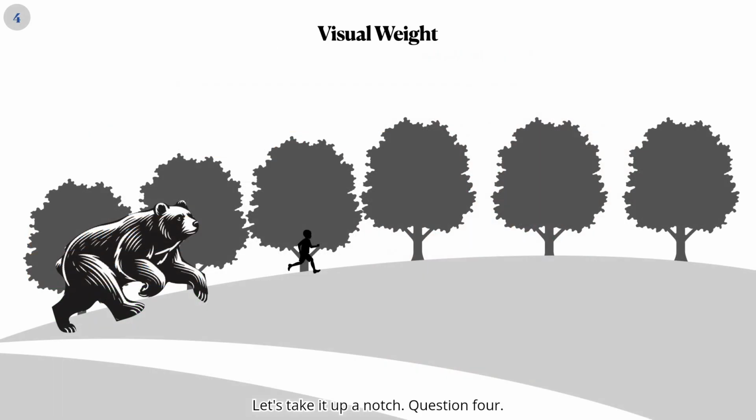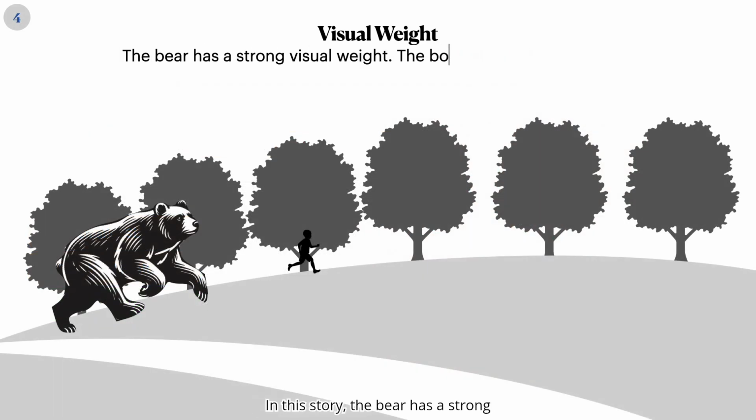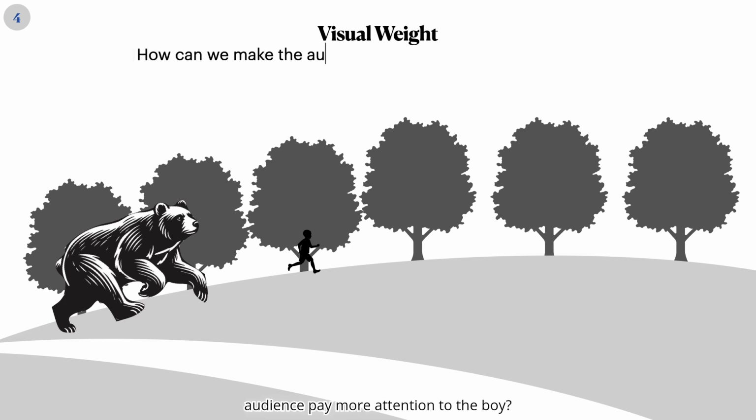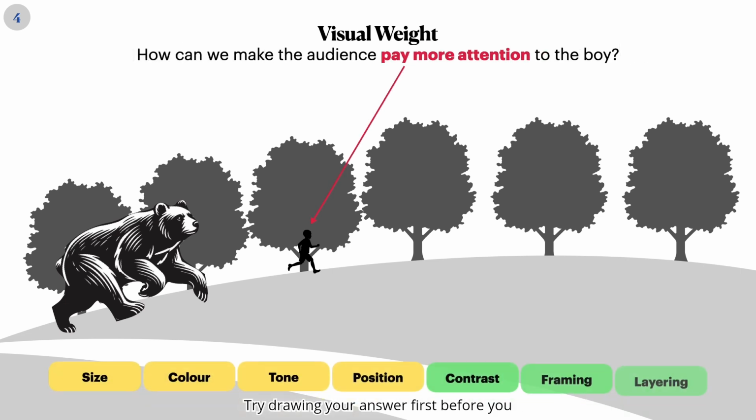Let's take it up a notch. Question 4. In this story, the bear has a strong visual weight, while the boy has weak visual weight. How do we make the audience pay more attention to the boy? Try drawing your answer first before you continue watching the video. We'll show you 2 ways to increase the boy's visual weight.